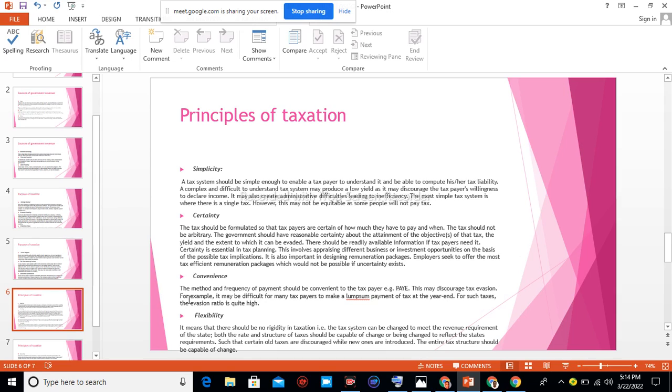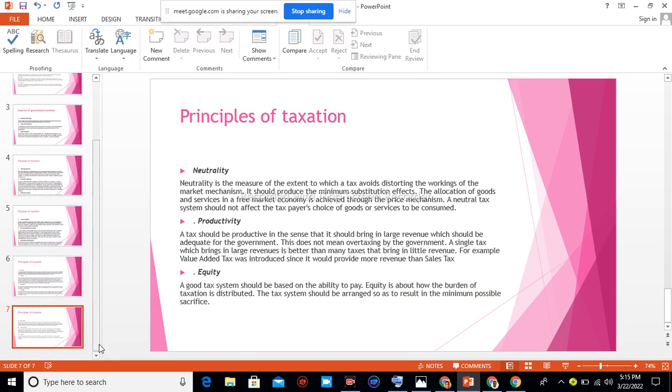One of the principles of taxation is simplicity, whereby a tax system should be simple enough to enable a taxpayer to understand it and be able to compute his or her tax liability. There is also flexibility. There should be no rigidity in taxation, whereby the tax system can be changed to meet the revenue requirement of the state. There is also certainty. The tax should be formulated so that taxpayers are certain of how much they have to pay and when. Convenience. The method and frequency of payment should be convenient to the taxpayer, like PAYE. This usually discourages tax evasion.